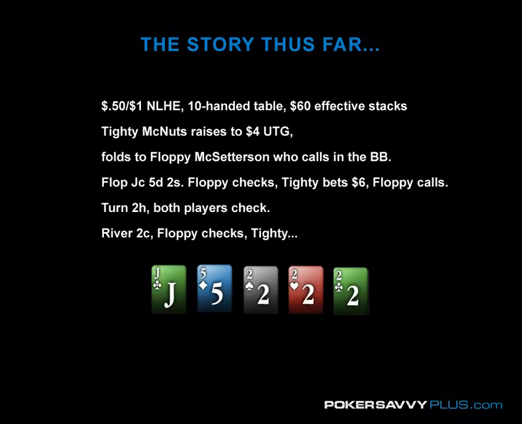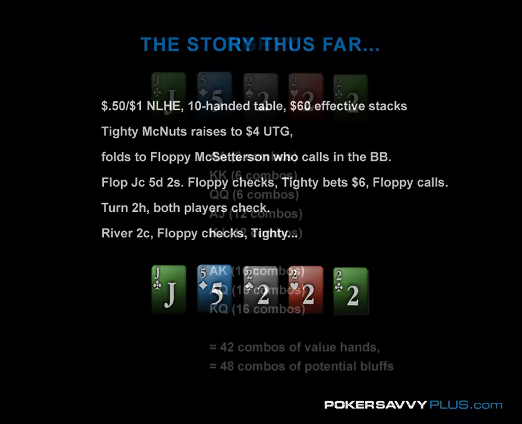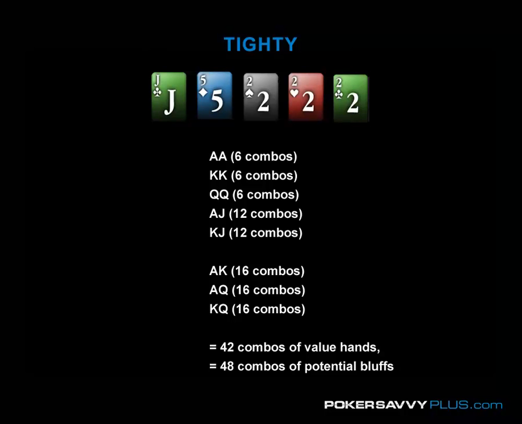I'm just kind of stipulating here what their ranges are going to be in this situation for the purpose of our math. So we can see here that Tighty can have Ace Jack, King Jack, or overpairs for his value betting range. He's got 42 combinations of those hands. Or he can have King Queen, Ace King as hands that would have to be turned into bluffs in order to win the pot. He's got 48 combinations of those.